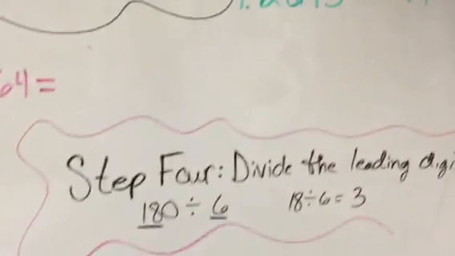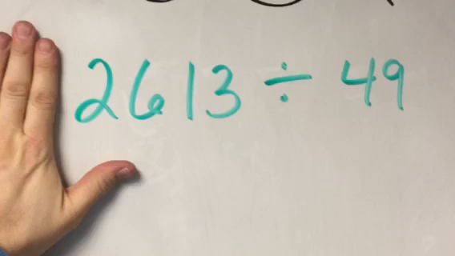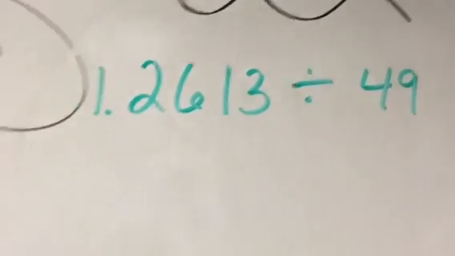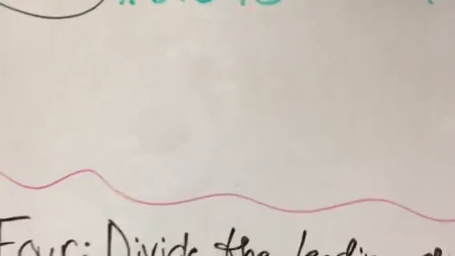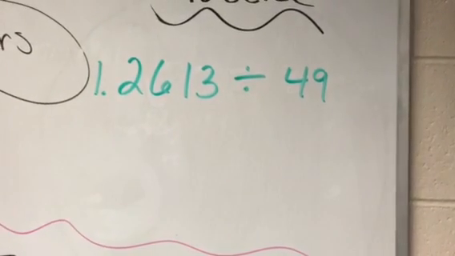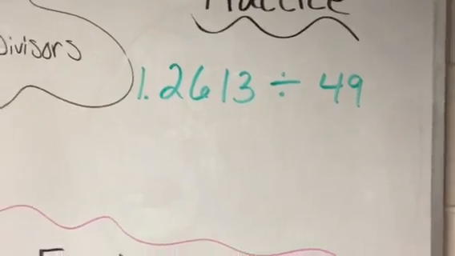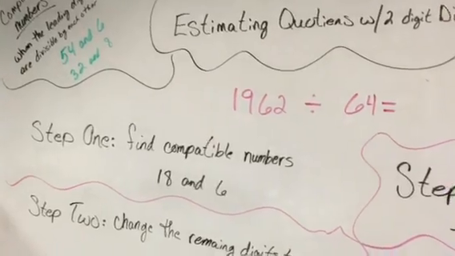Let's do a practice problem. Question number 1. 2,613 divided by 49. Let's do this step by step and I'll write it along with you. Pause the video, see if you can solve this on your own, and then we'll do it. All right, let's check if you got it right. Remember, step 1 says to find compatible numbers.